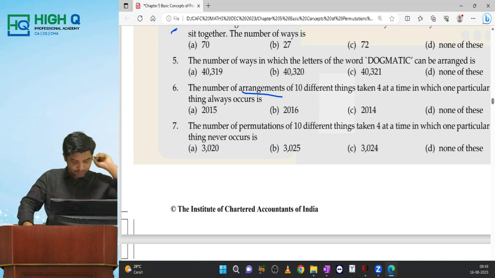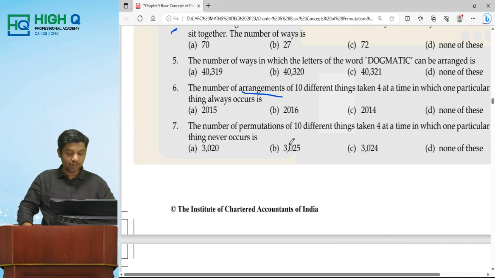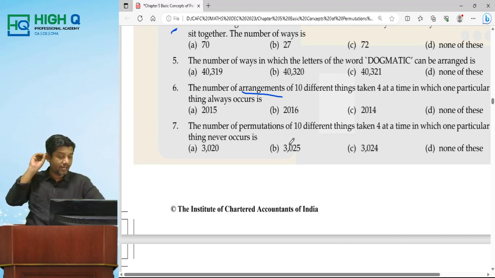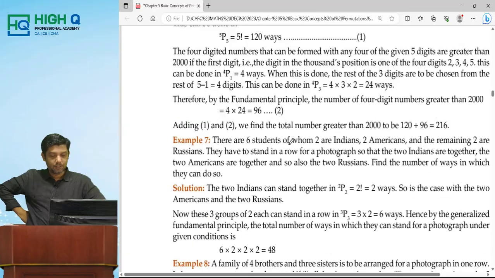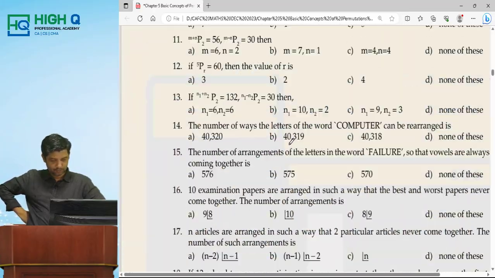Now, can you please give me the answer for this question? The number of permutations of 10 different things taken 4 at a time, in which one particular thing never occurs. Seventh sum. 3024. 3024. Okay.